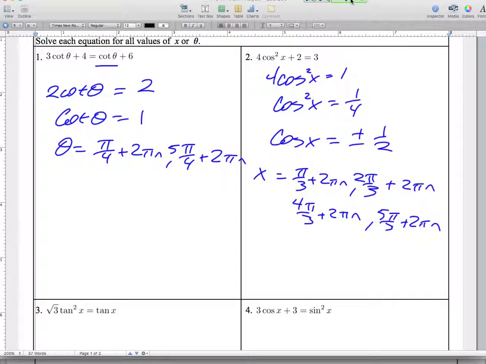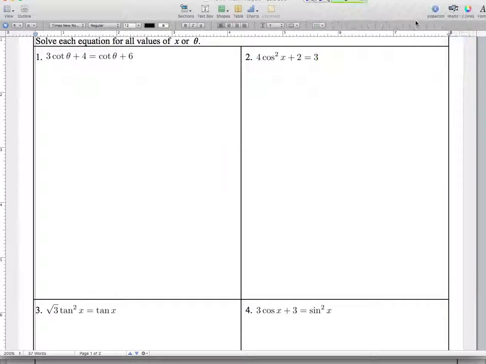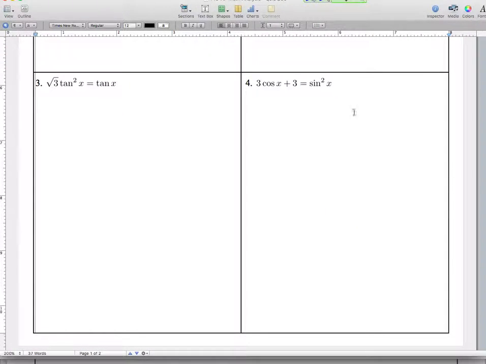Is that a 3? 5 pi over 3. I need to work on that. Okay. Alright, number 3.